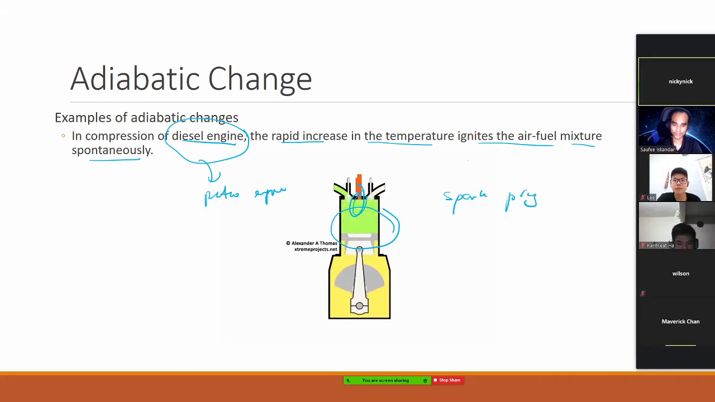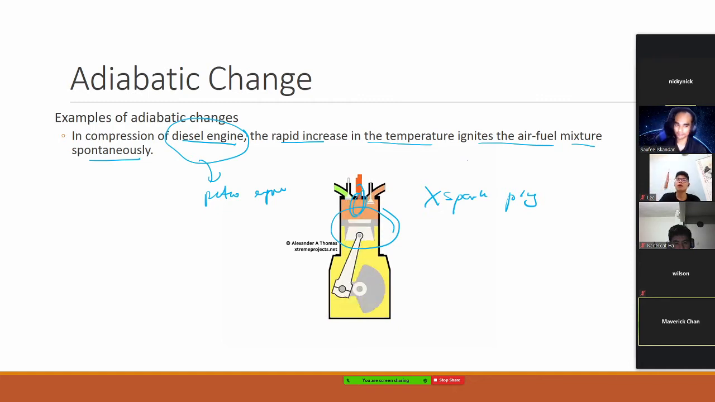Yeah, it doesn't have any spark plug. Okay, this engine does not have a spark plug. It only relies on the compression to make the fuel burn, or combustion. In your car you have a spark plug. The spark plug is the one that makes combustion happen. This is the difference between a diesel engine and a conventional engine.